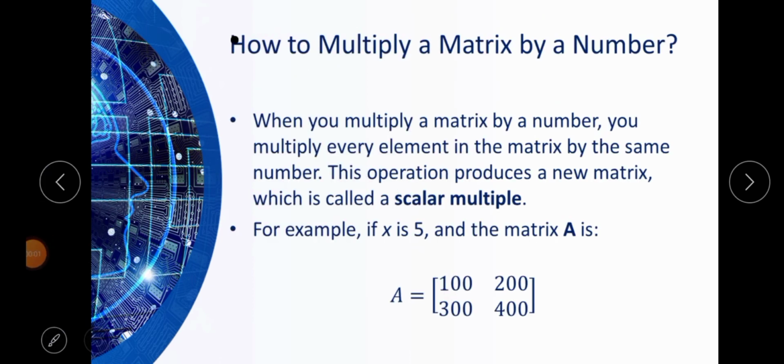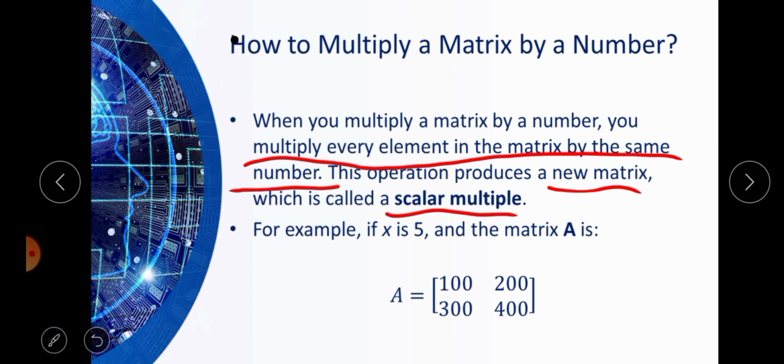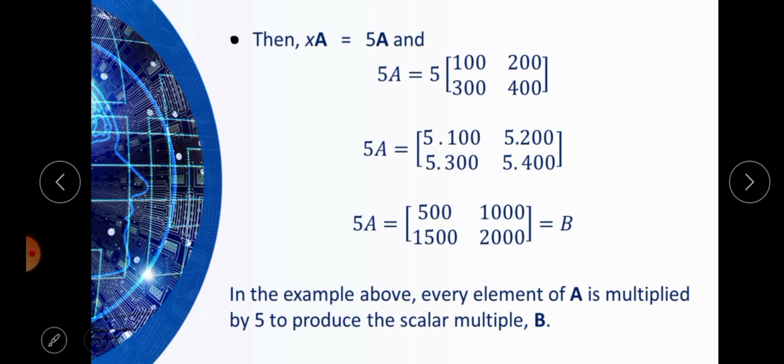Then let's proceed to multiplying a matrix by a number. How to multiply a matrix by a number? When you multiply a matrix by a number, you multiply every element in the matrix by the same number. This operation produces a new matrix, which is called scalar multiplication. For example, if x is 5 and the matrix A is 100, 200, 300, and 400, then x times A is equal to 5A, and 5A is equal to 5 times 100, 200, 300, and 400.